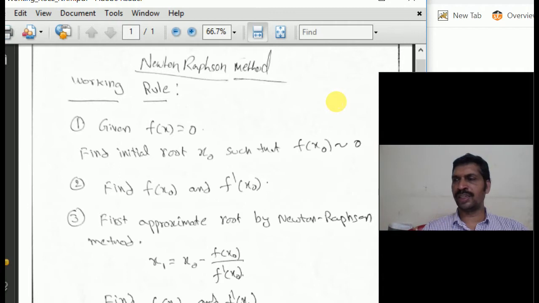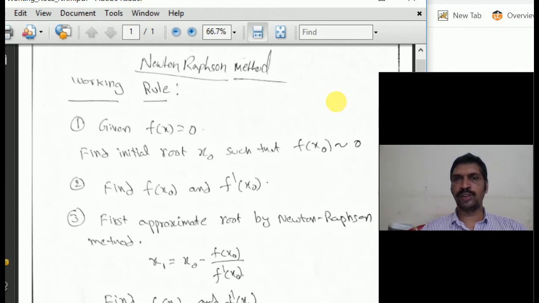Suppose f of 2 is negative and f of 3 is positive. So the root lies between 2 and 3. So we will take the middle point of 2 and 3, which is 2.5. Like that we will find the initial root. Given f of x equal to 0, find the initial root x naught such that f of x naught is nearly 0. In problems we will see how to find f of x naught.